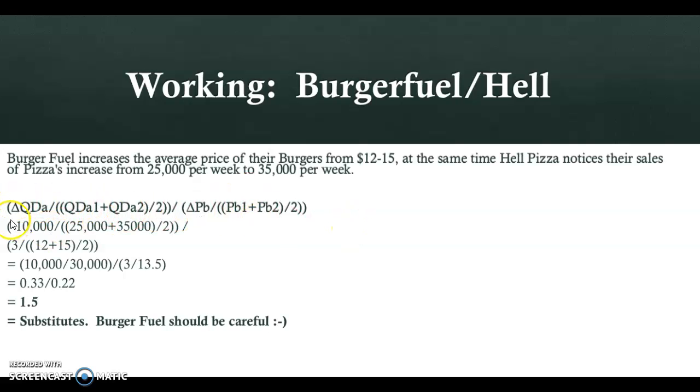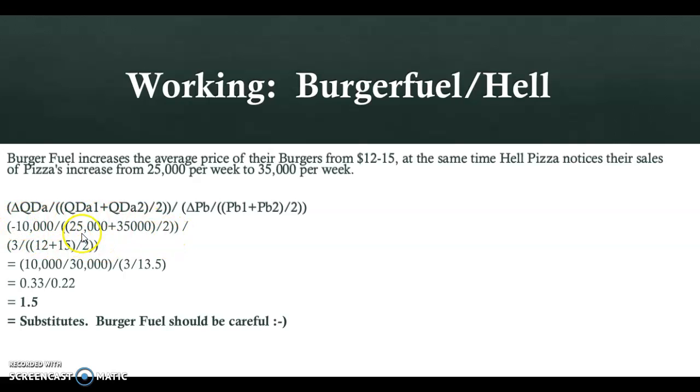So start with your formula. And the big thing with the midpoint formula is to show all your working. So I break it down with the quantity change here. By the way, if I've made a mistake with my maths, let me know and I'll change it. But I'm pretty sure I'm correct on this, okay? You kind of know, because if the number you're getting is what you think, that they're substitutes, then the maths must be about right.